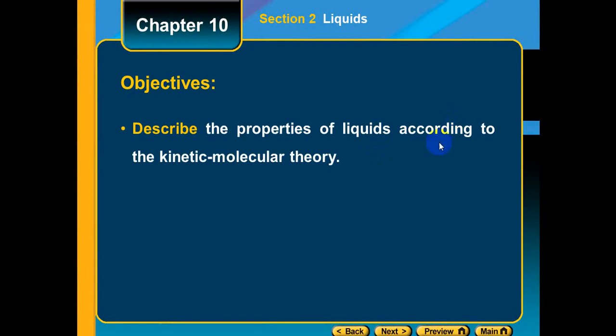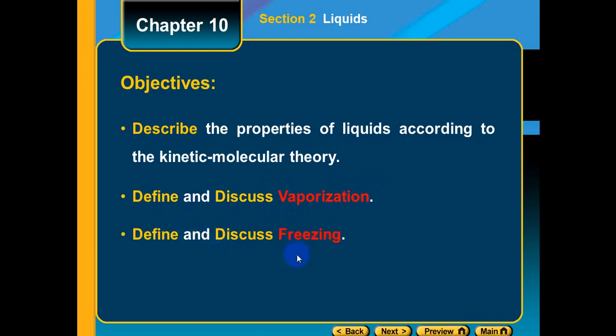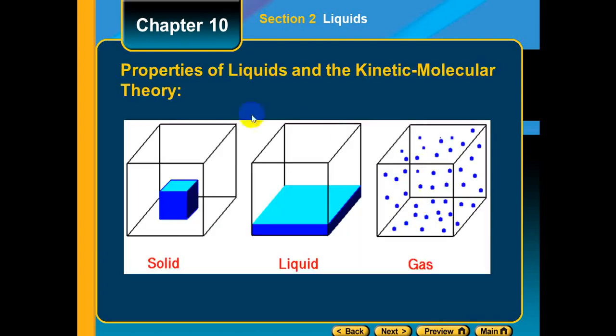Chemistry, Chapter 10, Section 2, Liquids. The objectives of this section are to describe the properties of liquids according to the kinetic-molecular theory, to define and discuss vaporization, and to define and discuss freezing.